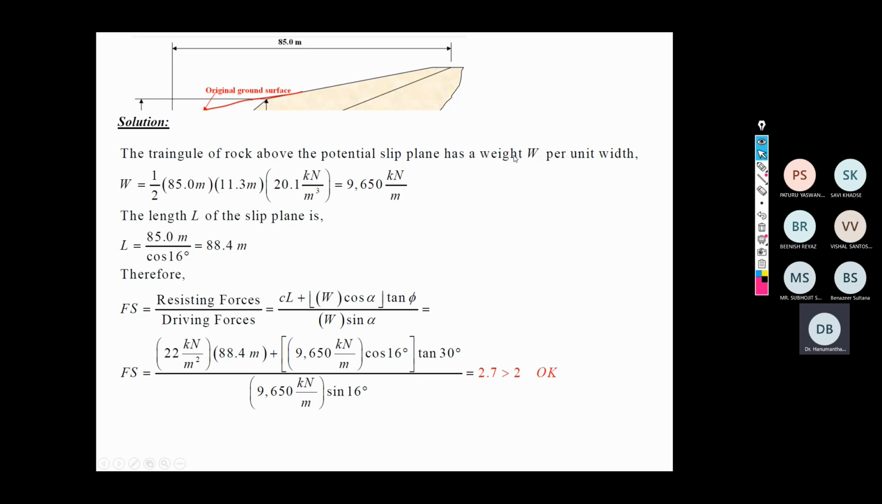C is only the one component, so you need to multiply for the total resisting force with L. So C into L plus W cos alpha, this is the normal component of the weight, multiplied by tan phi, divided by the tangential component of the weight, that is W sin alpha. I know the W, I know the length, I know the C, so I know the alpha. Substitute in this equation and calculate the factor of safety value Fs, which is 2.7, which is greater than 2, therefore okay.